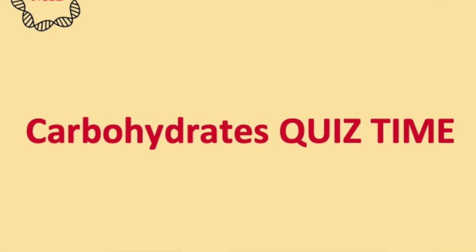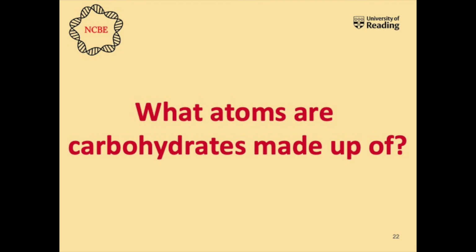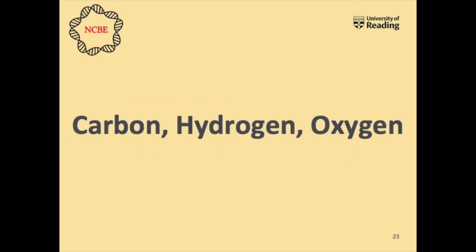So that's enough of me talking. We're nearly finished. We've just got one more thing to do, which is our carbohydrates quiz. So first things first, first question, what are the 3 atoms that carbohydrates are made up of? Shout out the answer. Okay, so it's carbon, hydrogen and oxygen.